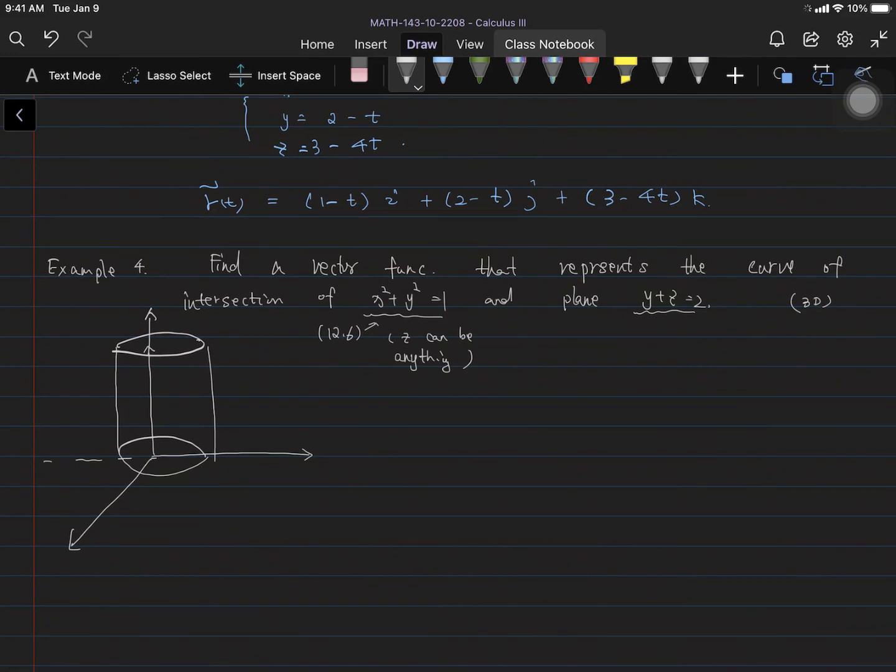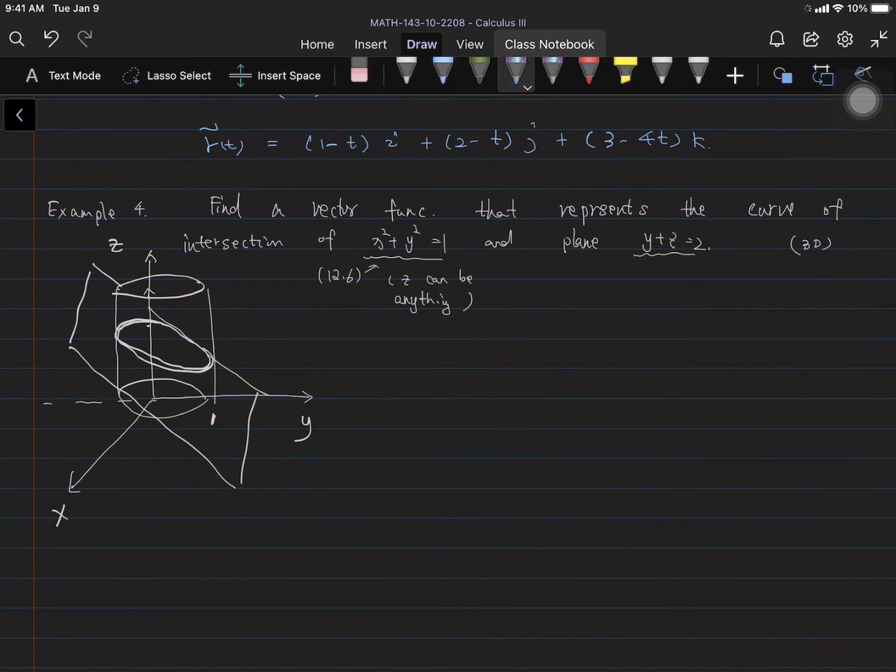And y plus z equals 2. So that means a plane. So here x, y, z. For example, this is 1, the radius is 1. And here is like a plane. It's a line in the YZ plane, but x can be anything, so it's going to be a plane, kind of like this. And when we use the plane to cut the cylinder, they intersect kind of like this. So we are going to find the parametric equation or just the vector form for this curve.